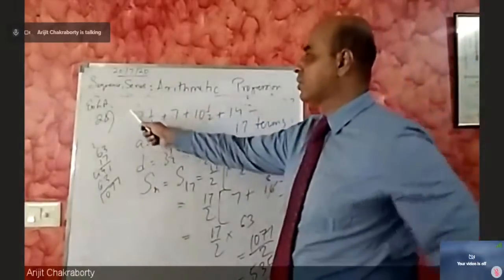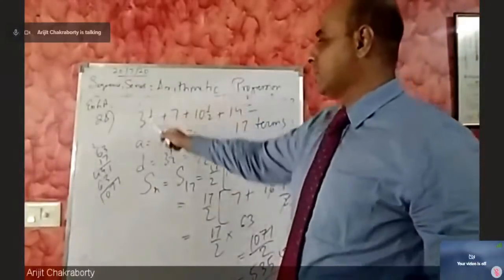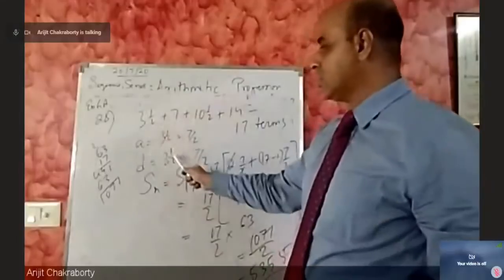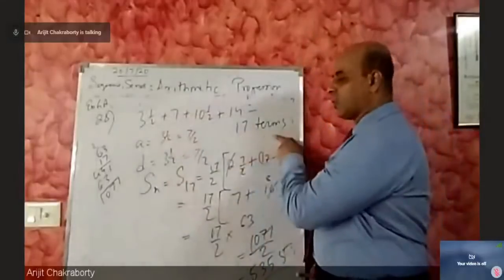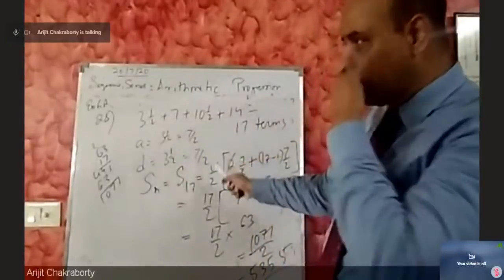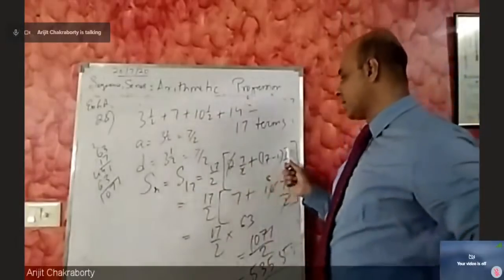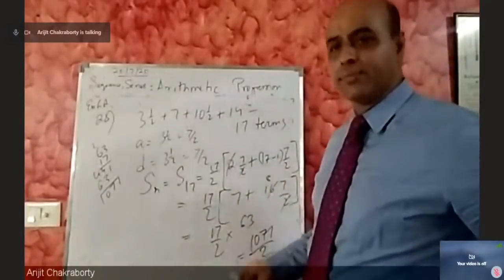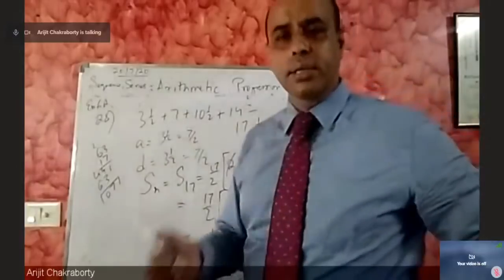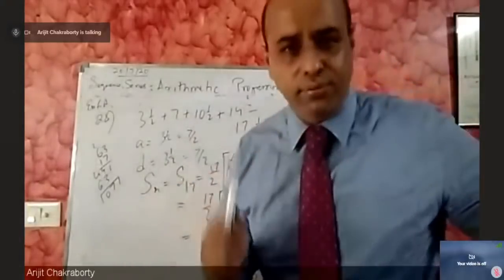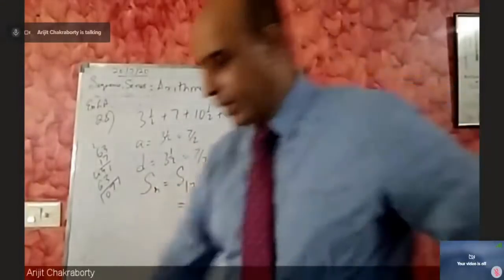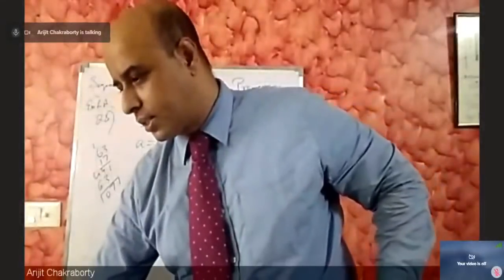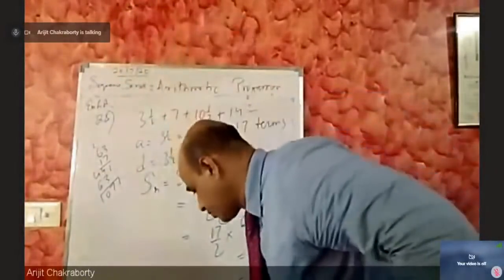So we started with A equal to 3.5, D equal to 3.5. We used the formula n by 2, 2A plus n minus 1 into D, and that's how we arrived at the answer, 535.5. Okay, so this is what we have.